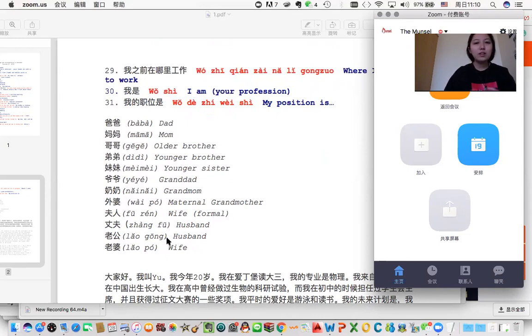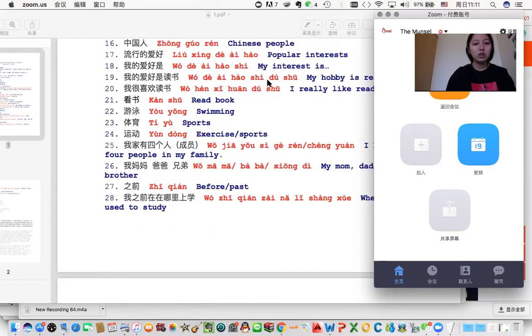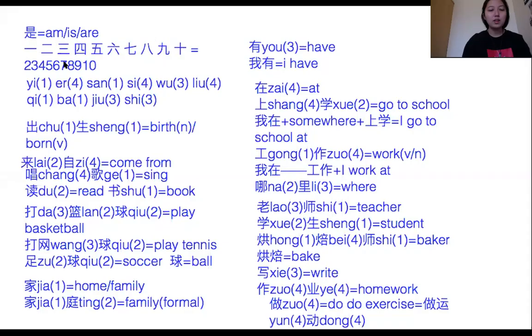So when the couple call each other, they use 老公 and 老婆 is wife. That's just a cute way of saying husband and wife. Good. 我家有4个人, I have 4 people in my family. So you can also say 我家有3个人, I have 3 people in my family. 我家有5个人, I have 5 people in my family.